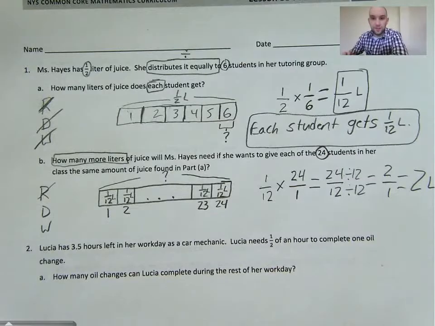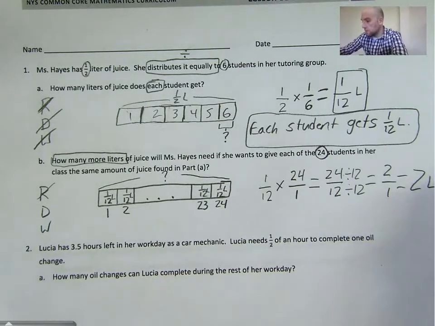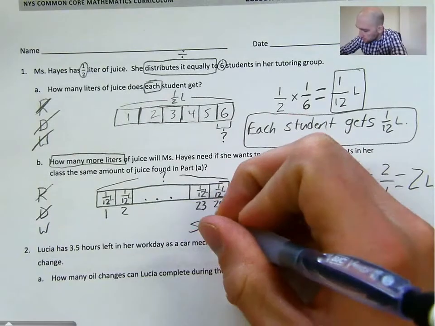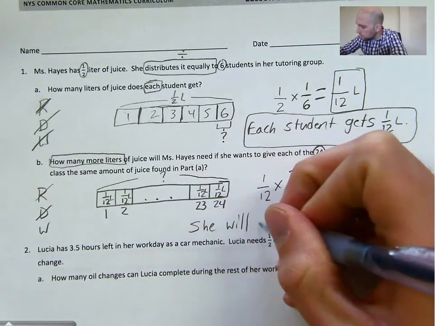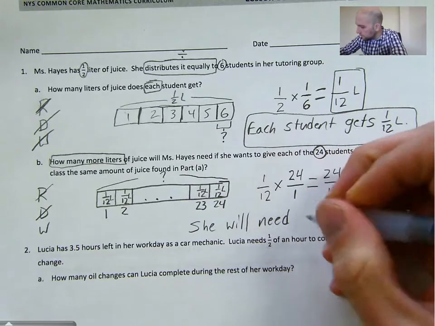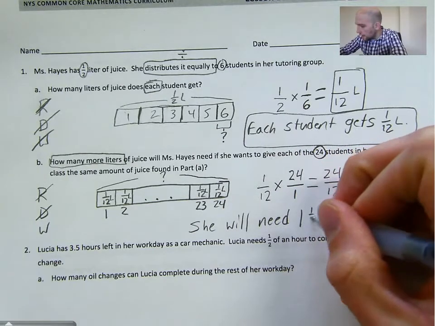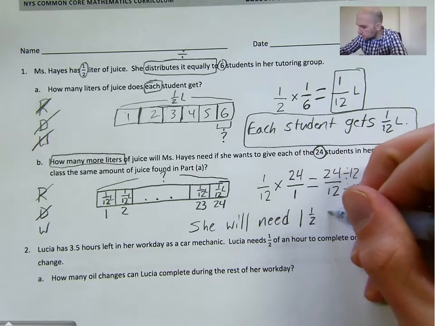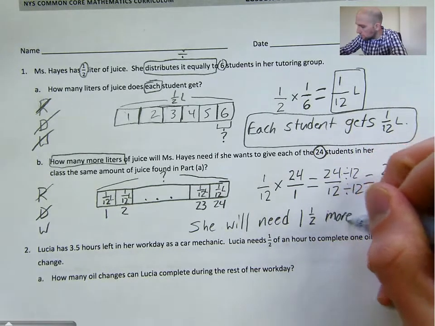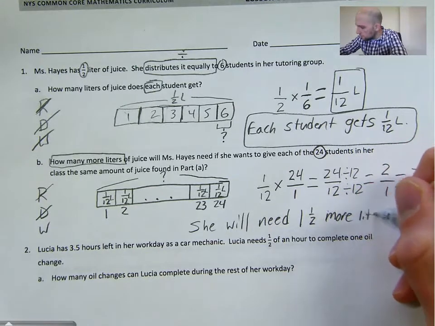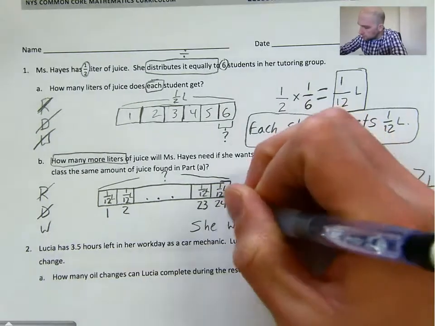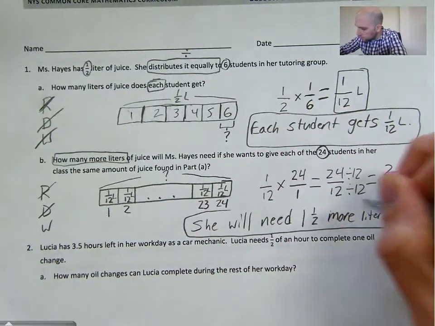So if she has a half liter and she needs 2 liters, well, 2 liters minus a half will give me 1.5 liters. So she will need 1.5 more liters of juice. All right, and there's our answer.